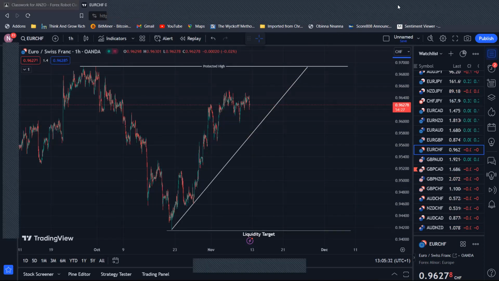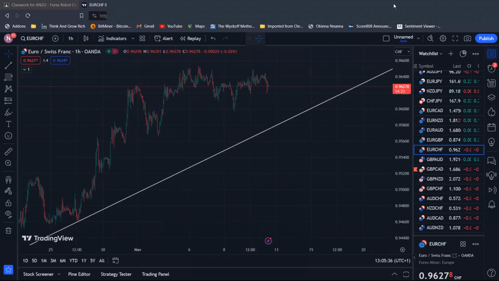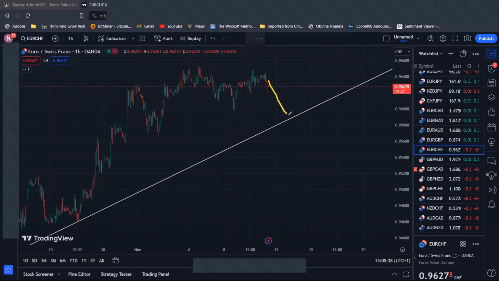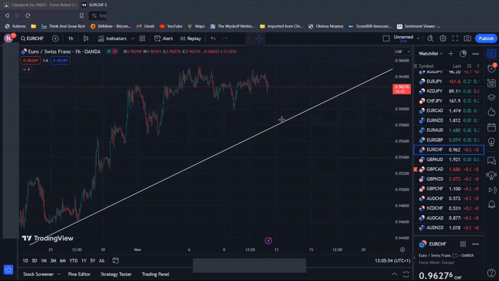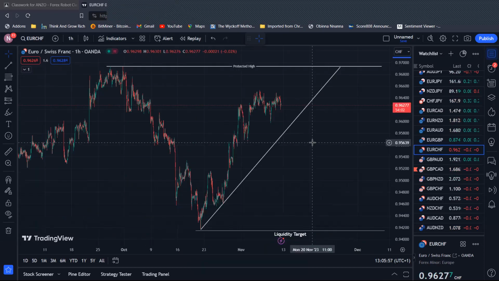Okay, and then let me zoom in a little bit. I want to see price maybe close below this trend line. It can come here, go back up, maybe break here. Then I want to see maybe a retest or a break of structure of previous structure. And that would serve as confirmation to do what? To sell the market down to this liquidity target here.